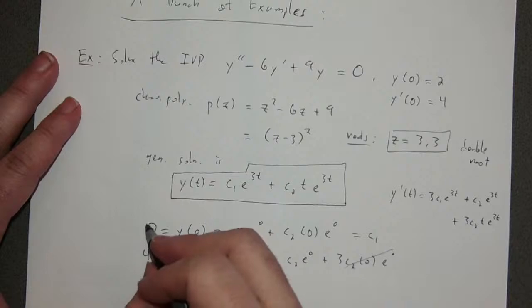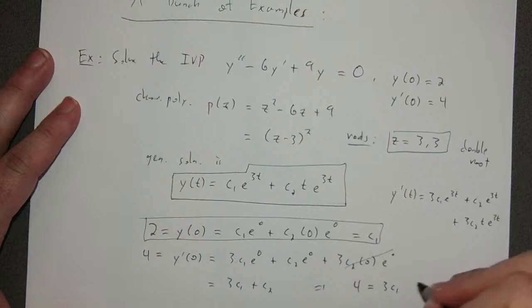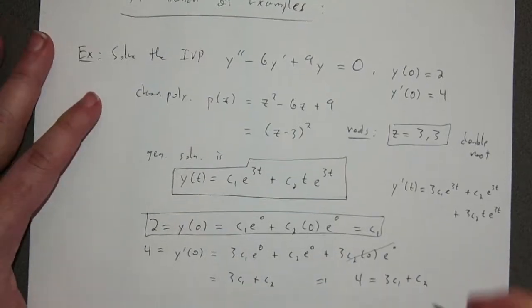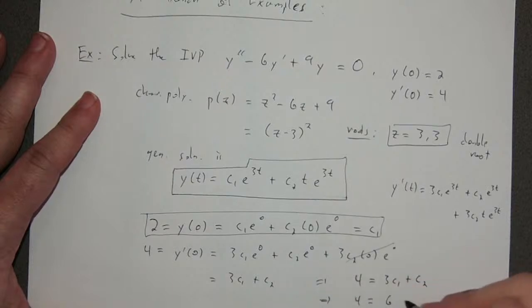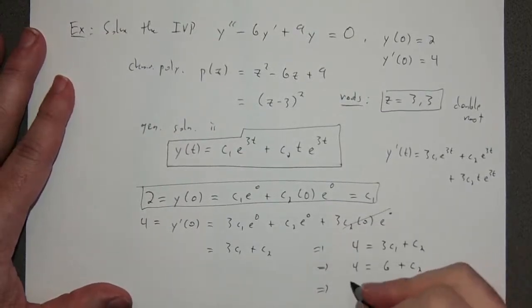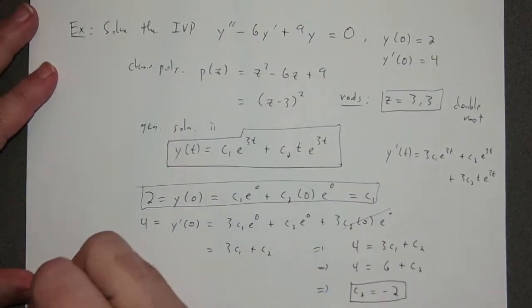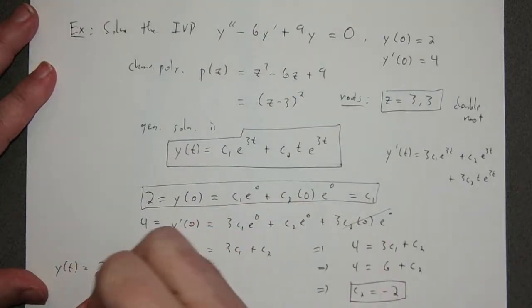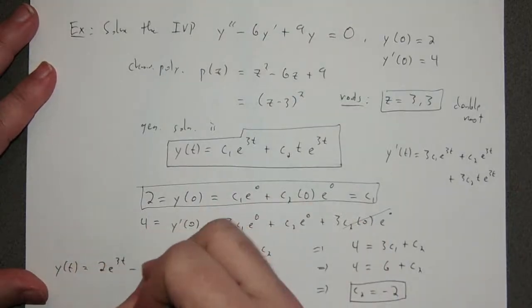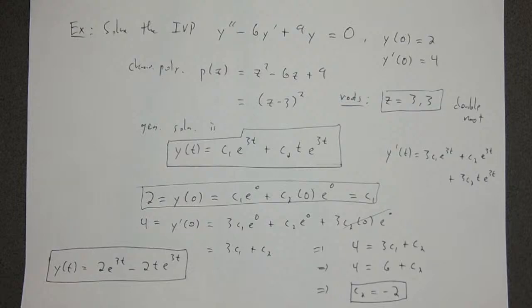But I've already seen from the first thing that c1 is equal to 2. So I have 4 is equal to 3c1 plus c2. c1 is equal to 2, however, so this is actually 4 is equal to 6 plus c2, which means that c2 is equal to minus 2. And so the unique solution to this IVP is y of t equals 2 e to the 3t minus 2t e to the 3t. And you can verify for yourself that this thing both solves the differential equation and satisfies both of those initial conditions.